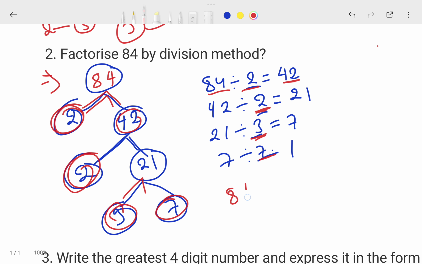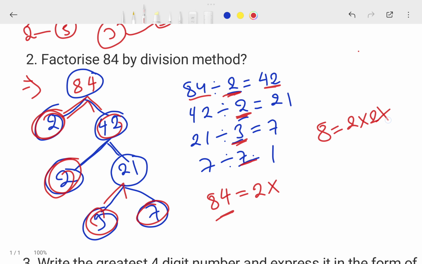So what is going to be your answer? Factorization means how you can separate a number. Like I'm writing 8. How can you write 8? 2 into 2, 4. 4 into 2 is 8 only, right? I'm writing 10 here. How can you write 10? You can write 2 into 5, that's going to be 10. How will you write 16? 2 into 2, 4. 4 into 4, that's going to be 16.